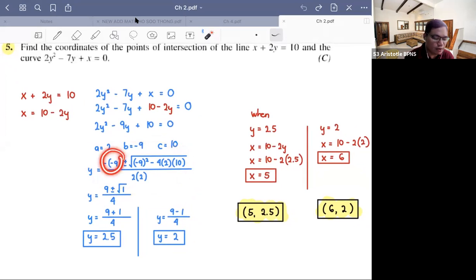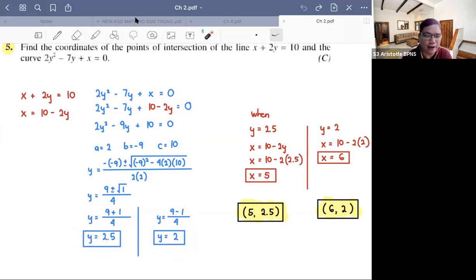Anyway, so that's it with everything inside now. So this is positive 9, and when you evaluate this, it is the square root of 1, over 4. Now what is the square root of 1? 1 is a perfect square number. So the square root of 1 is simply positive 1 and negative 1. So simplifying this, your y values are 2.5 or 2. So 2.5 and 2.